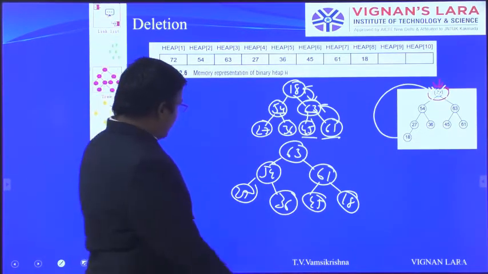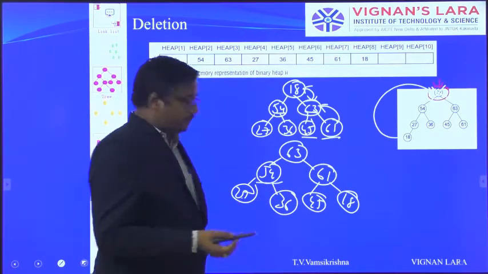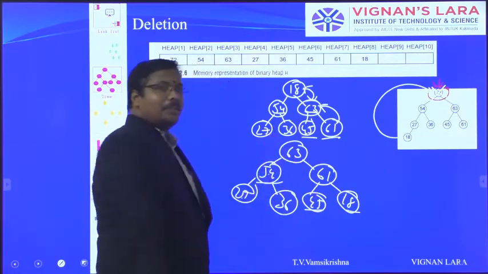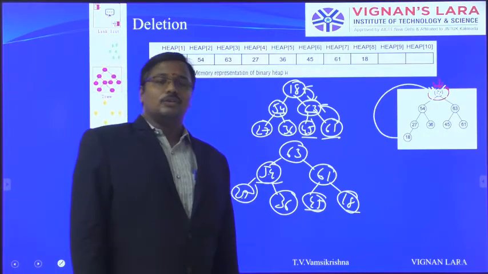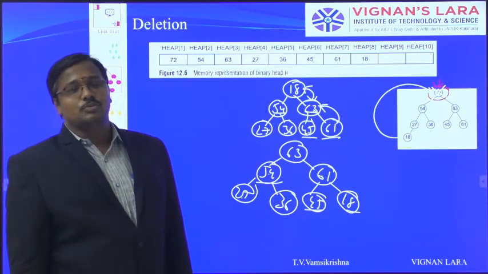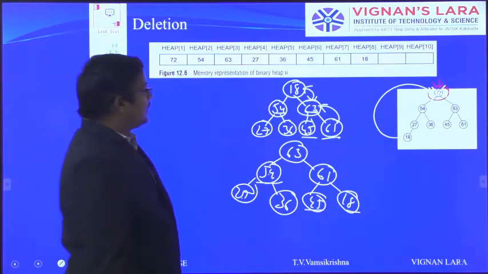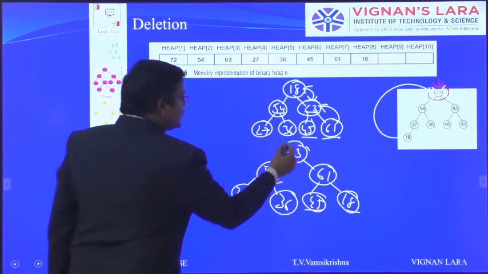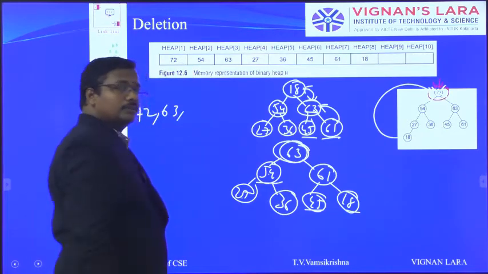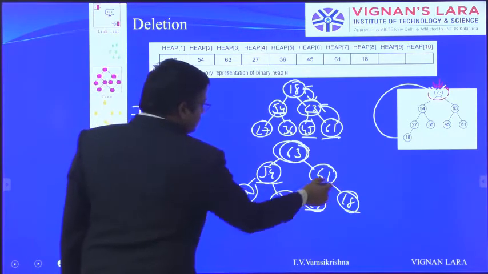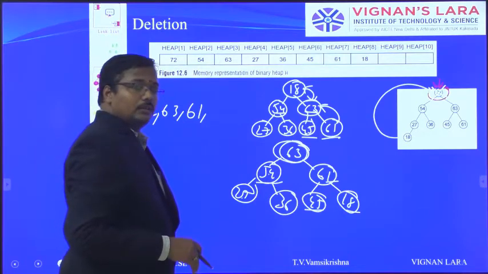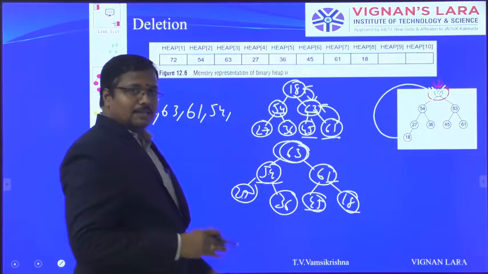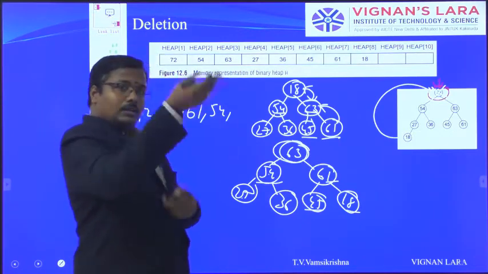Heap adjust. Comparing 27 and 36, 54 is maximum. Comparing 45 and 18, 61 is maximum. Comparing 54 and 61, 63 is maximum. Again the maximum element is in the root position. So the first deleted element is 72. The next deleted element is 63. Again we do heap adjustment. The next deleted element is 61. 61 is also deleted. The next deleted element is 54. Why? Because the maximum element comes to the root position one by one.